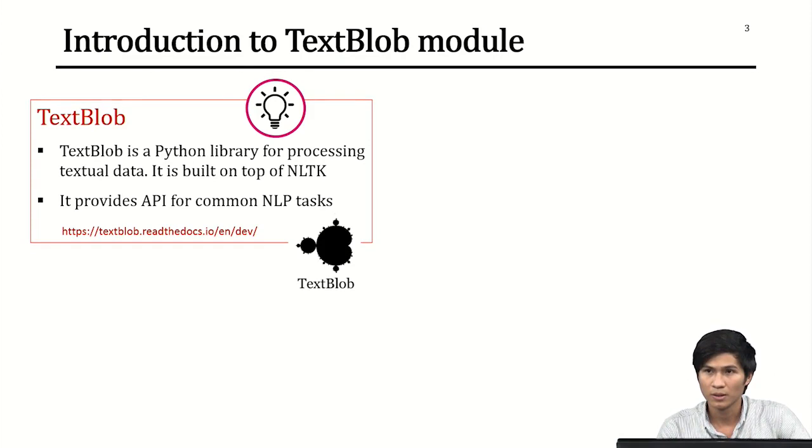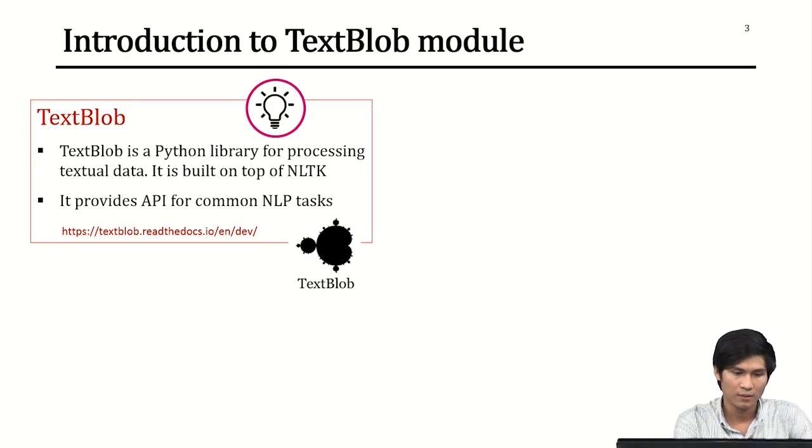What is TextBlob? It is basically a Python library which is used to process textual data, and it is built on top of NLTK. So there are many improved features implemented in TextBlob. With TextBlob, it provides an API for many common NLP tasks such as tokenization, part-of-speech tagging, noun phrase extraction, and also includes language translation, which is powered by the Google API.